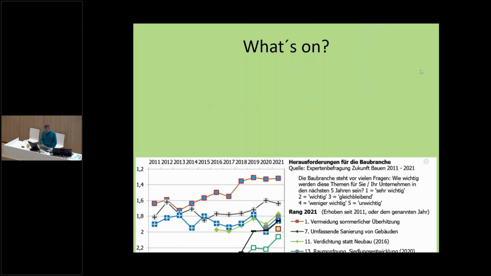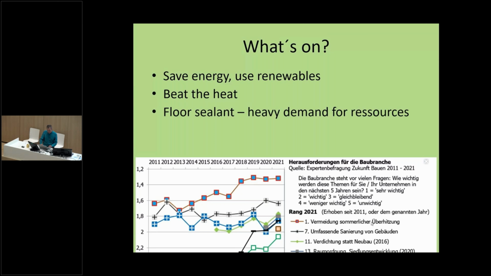The big crisis we all realize is that the heat is going on. Here you can see that the experts say the biggest thing to do in existing buildings is to reduce heating in summer. We have to save energy, we have to switch to renewables, and we have to reduce the sealing of our floors. We have too heavy a demand for resources. You know, circular economy is also a theme.